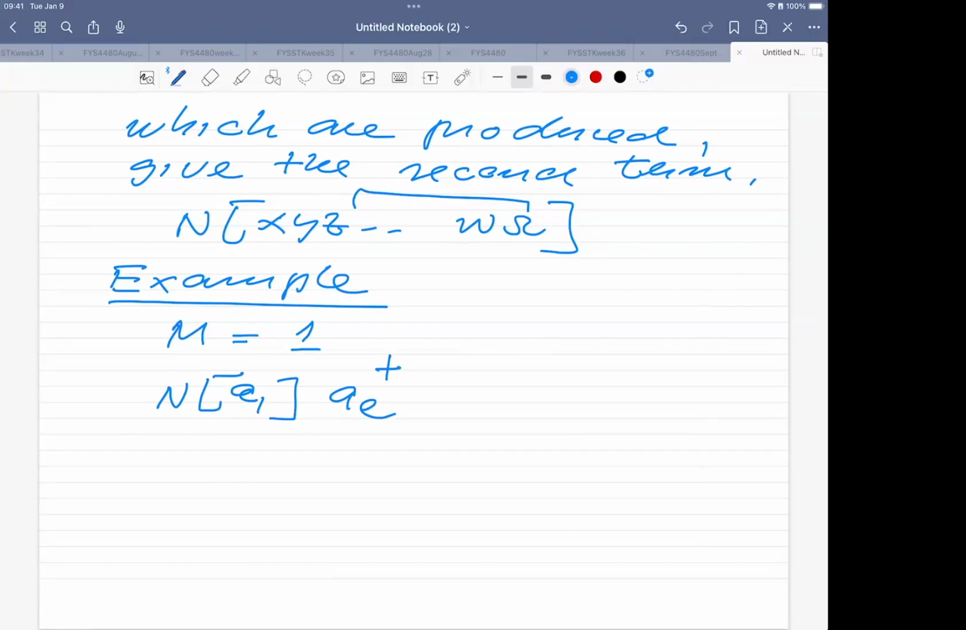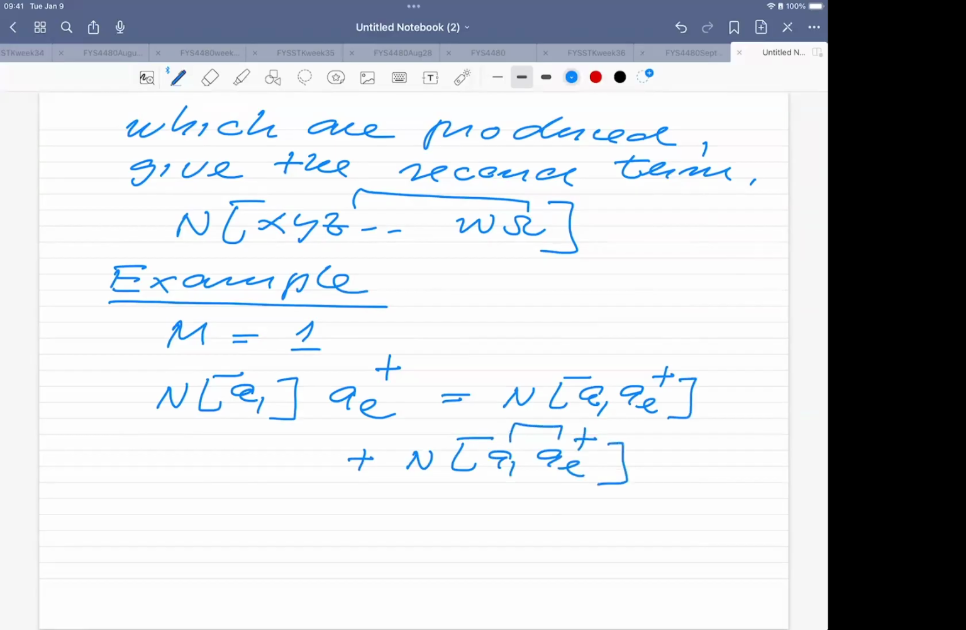So if I write this out and use the lemma, this should now be the normal order product of A1, AL, plus the normal order product of A1, AL dagger with this contraction. So we're just contracting. This is just the lemma applied to the case where we have just one operator which has been normal ordered.